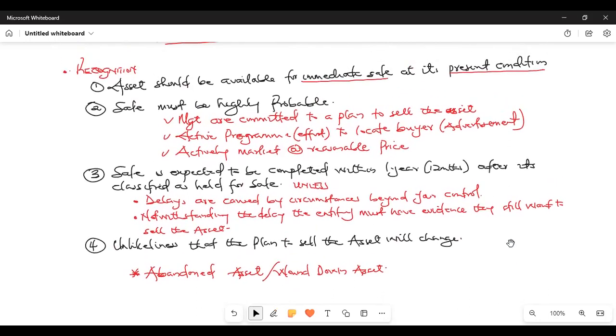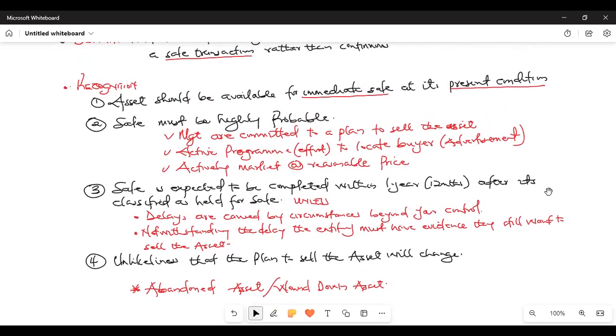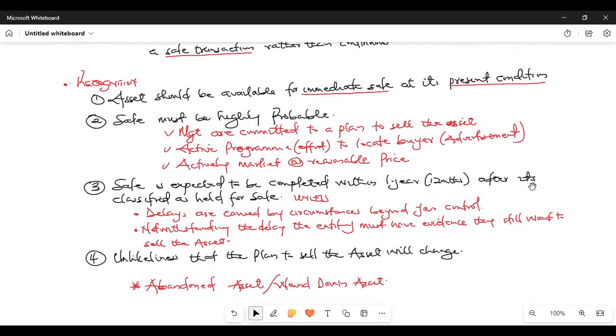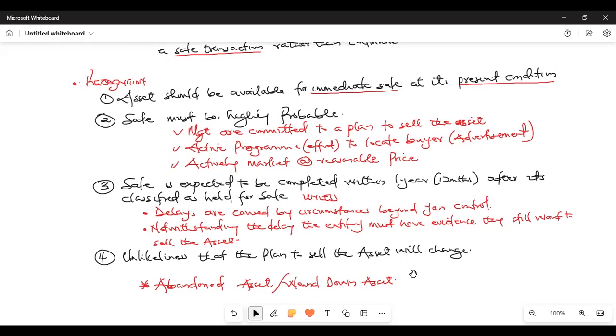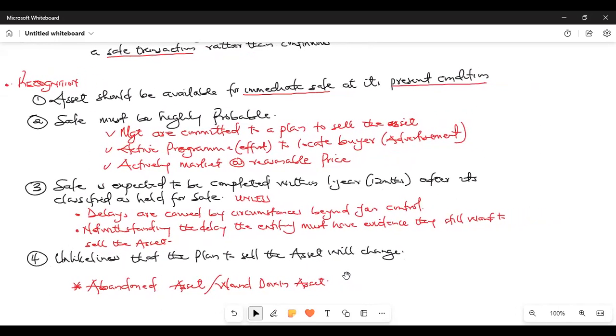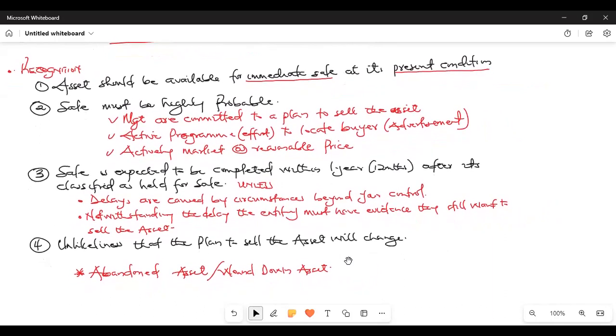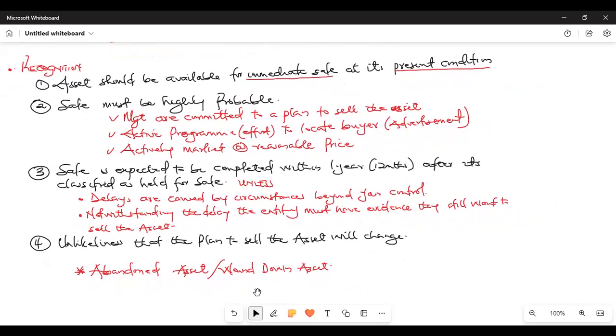You are not using it. You have abandoned it. I mean, the house is just there. Do you think you can classify that asset as held for sale? Yes, who wants to give an opinion? What do we do with an abandoned asset? Do you think we can classify it as NCA held for sale?